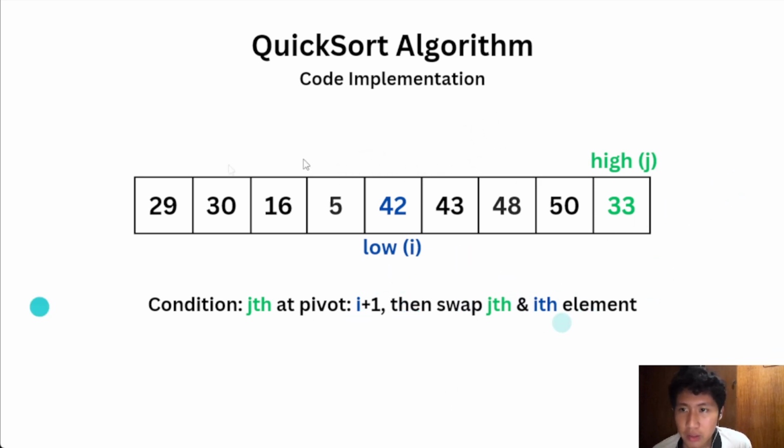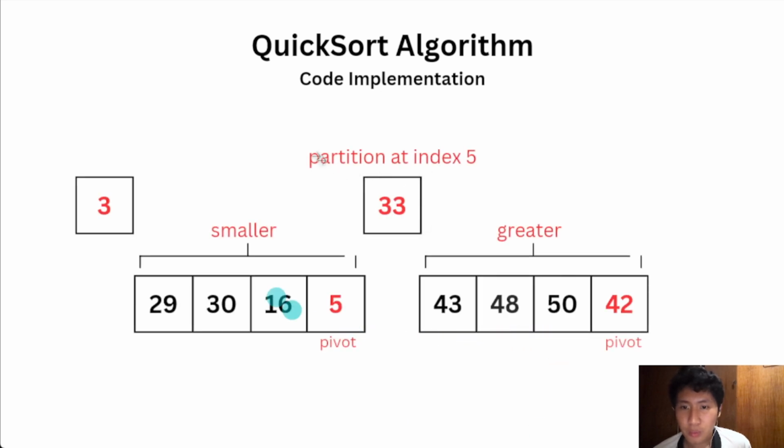In the last condition, in this subarray, jth at pivot I plus 1, then we swap jth and ith element. Specifically, swap 33 and 42. And now we can see that everything left of 33 is smaller and everything right of 33 is greater, which makes 33 sorted, which can be seen in this divided parts.